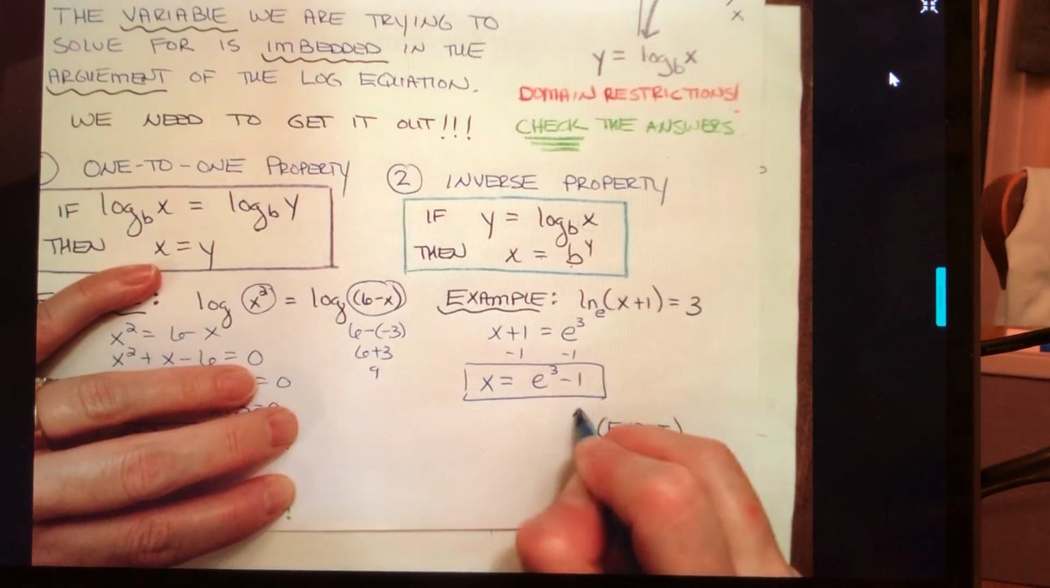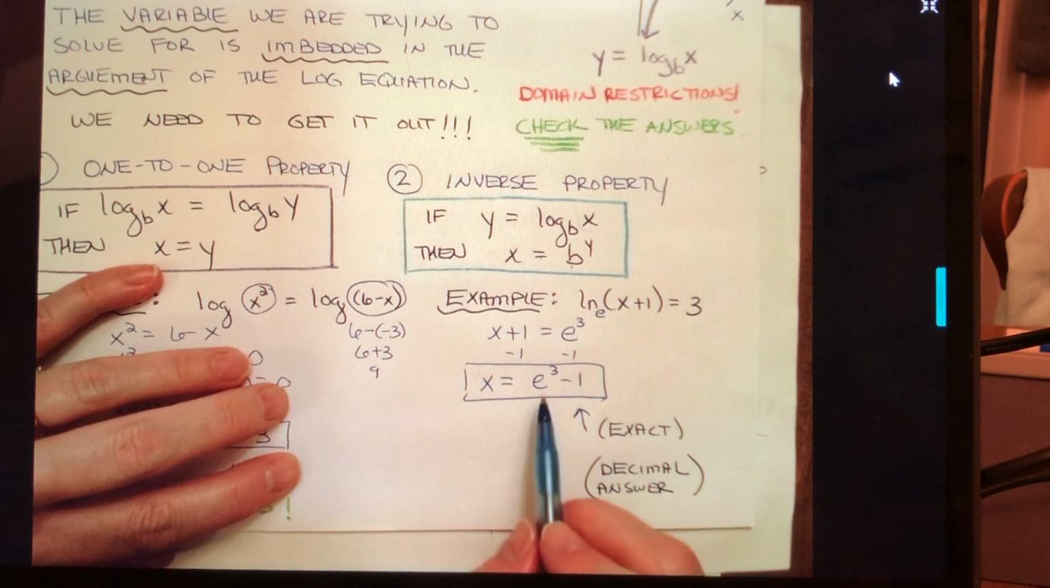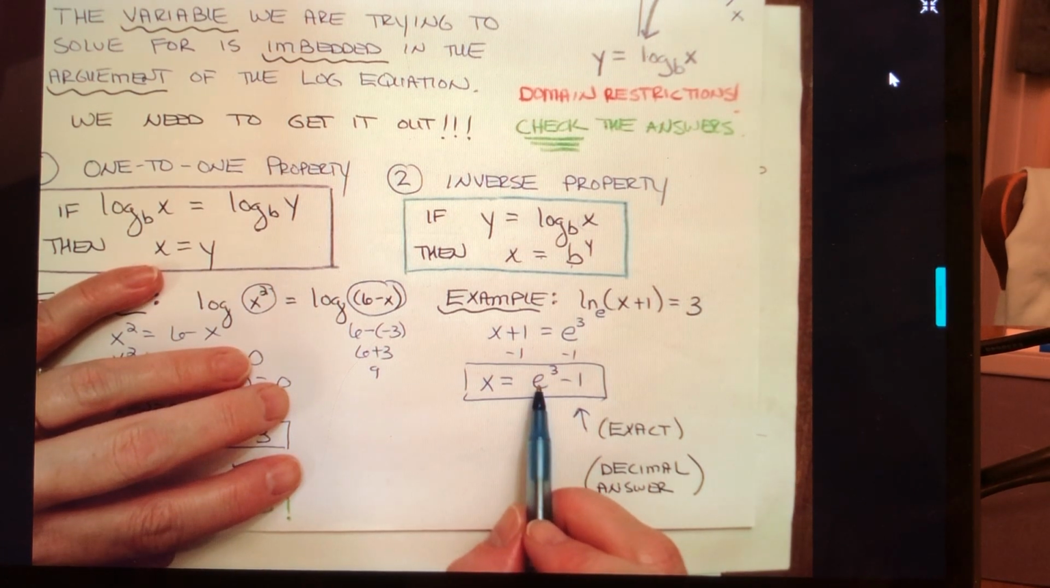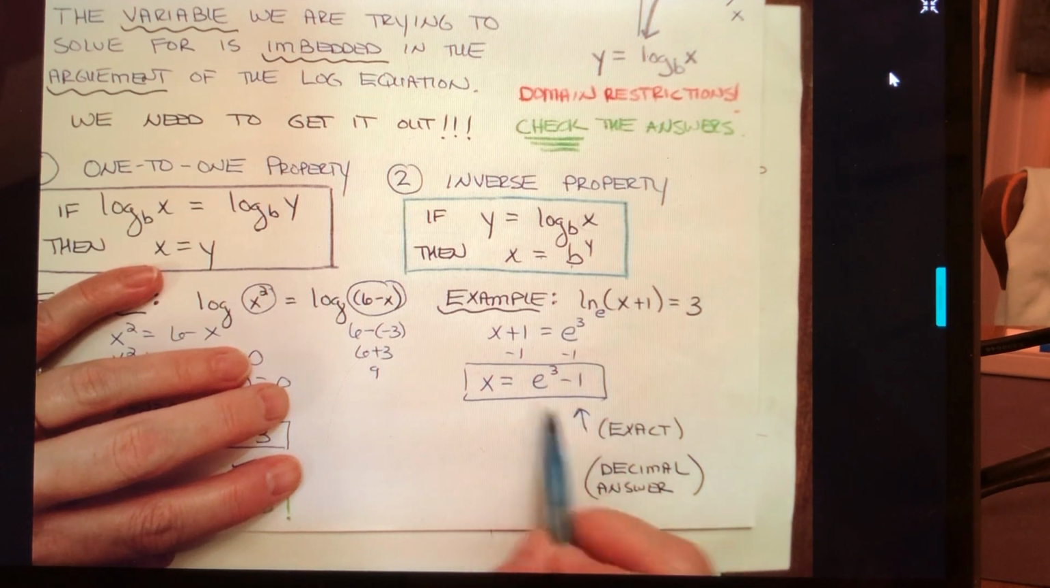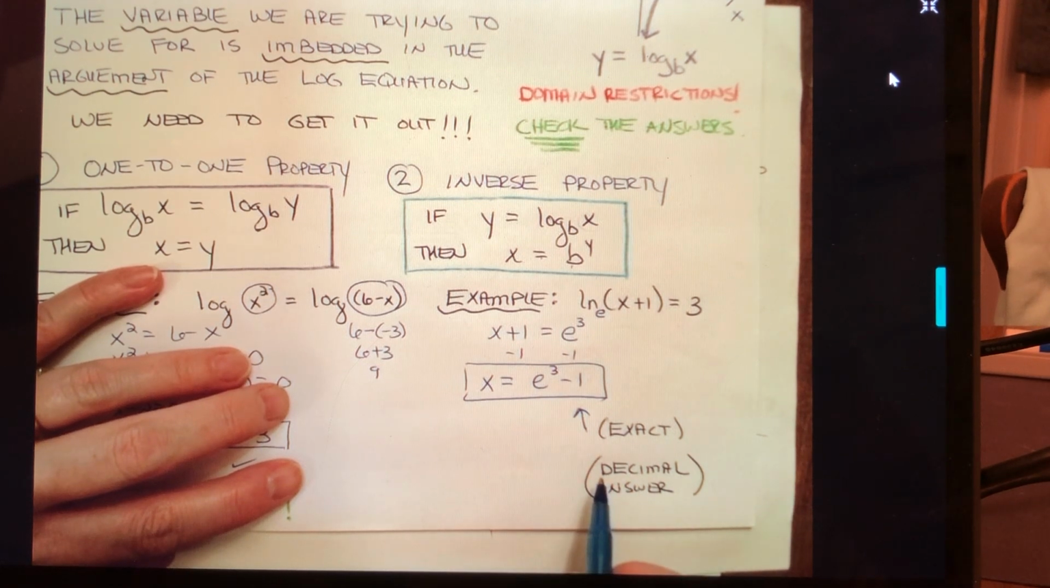This is called an exact answer, okay? Anytime you're representing an answer and you have maybe an exponential using the e or a log, those are called exact answers. If your instructor wants you to, they can ask you to report this as a decimal answer instead, which would require you to get your calculator out.